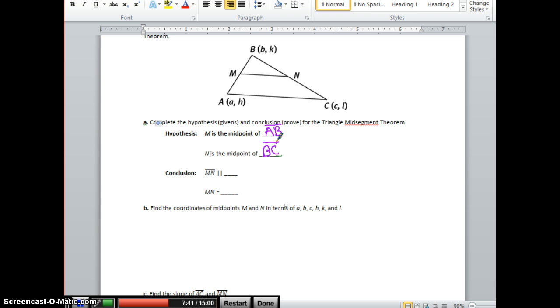okay? And then what we're trying to prove, we're actually trying to prove two things, right? Because if you look back at your triangle midsegment theorem, it says that the midsegment is parallel to the third side. So my midsegment is MN, so we're going to try and prove that it's parallel to AC. And then we're also trying to prove, remember, that the midsegment is half the length of the third side, okay? So MN is equal to half the length of the third side.